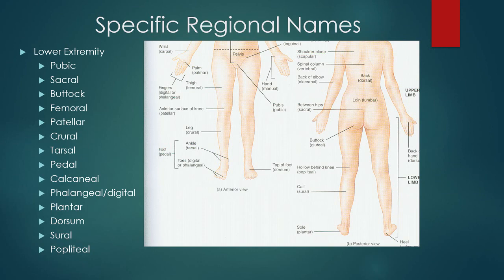A-L-L-E-O-L-I or L-U-S, whichever one, okay? And those are the bumps on the inside of the outside ankle, and they're basically the long lower leg bones, okay? So basically that's what the malleoli are. So that's talking about some regional names.